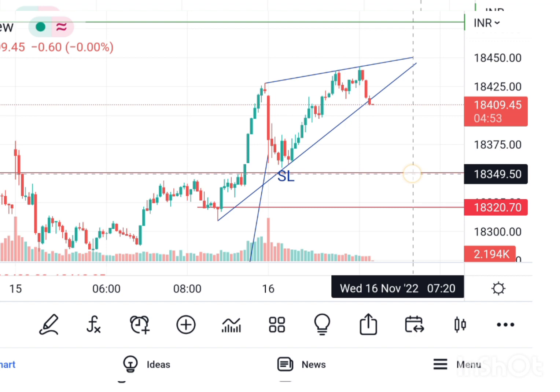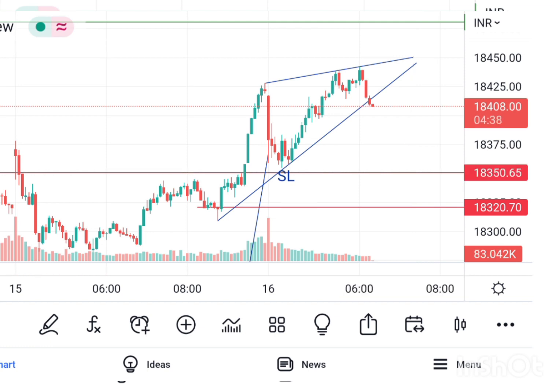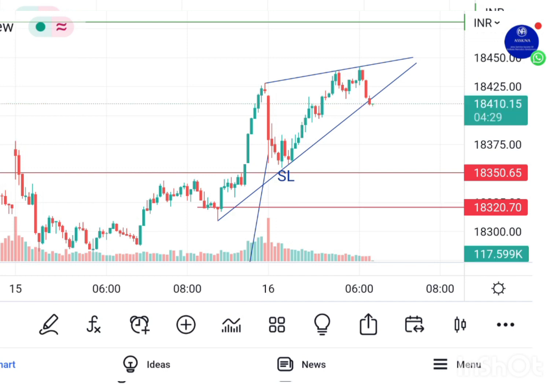It gave a breakout on the downward side, and this is my SL, 350, and I'm not sure should I trail it to 400, or in case it breaks the upper part of the wedge, then I'm going to trail it upwards.